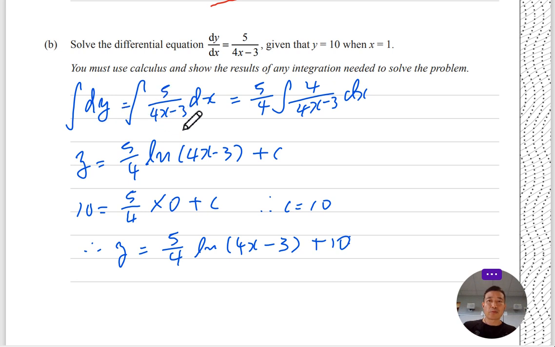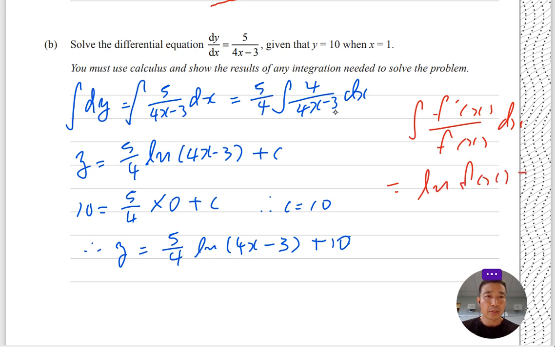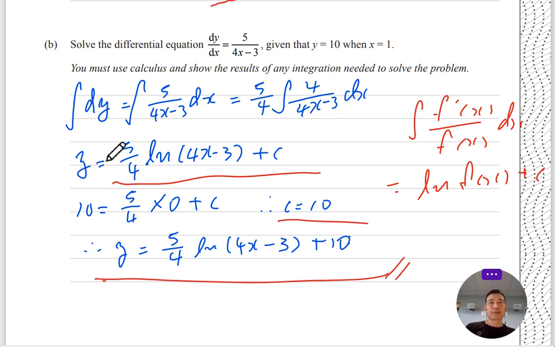So dy/dx is 5 over 4x minus 3, and well, this is 5 over 4 times 4 over 4x minus 3. So this is related to our previous question. You know, the integral of f prime x over f x dx becomes what? ln f of x plus c, right? So that's the question, isn't it? So you get that, and then we know when x is 1, y is 10, so it turns out c is 10. Finally, you complete the equation, all right?